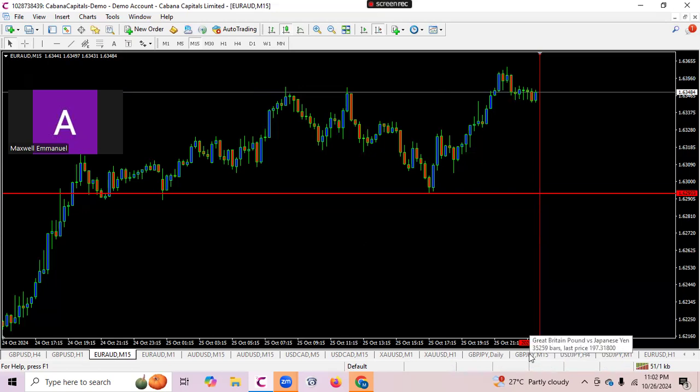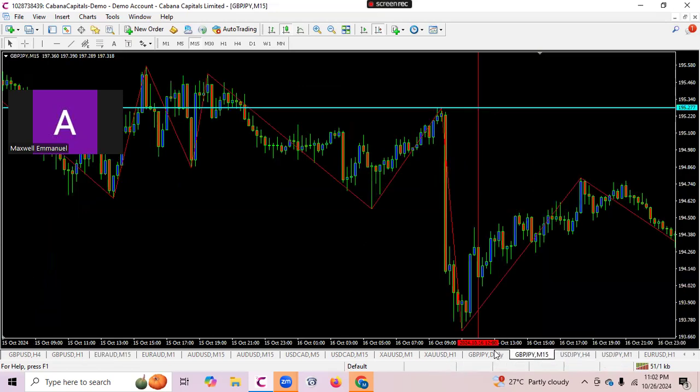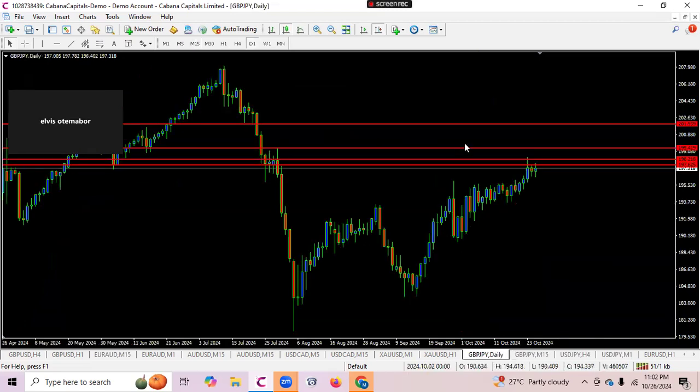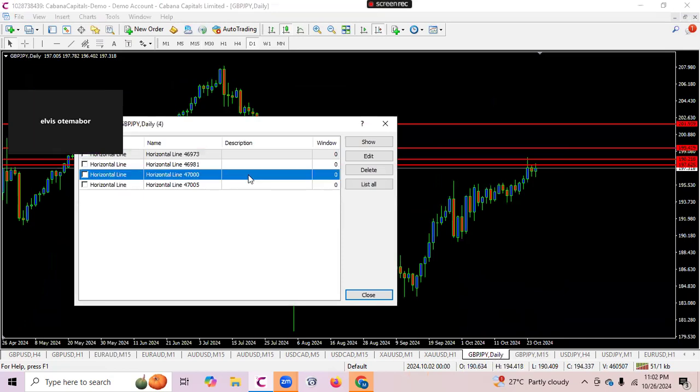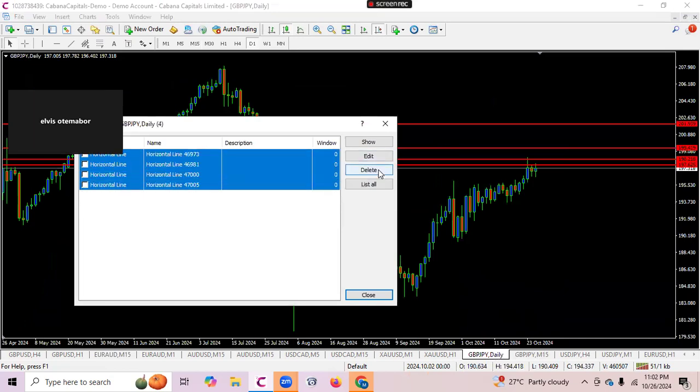GJ. Let's quickly look at GJ. So guys, last week my bias for GJ is still bullish. Still bullish.